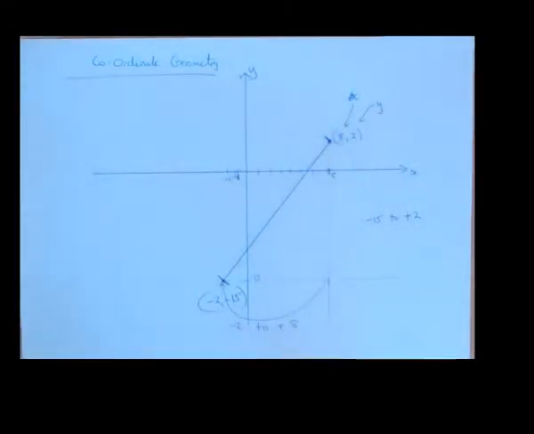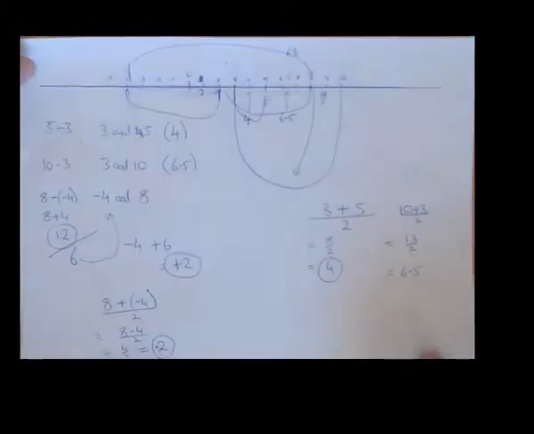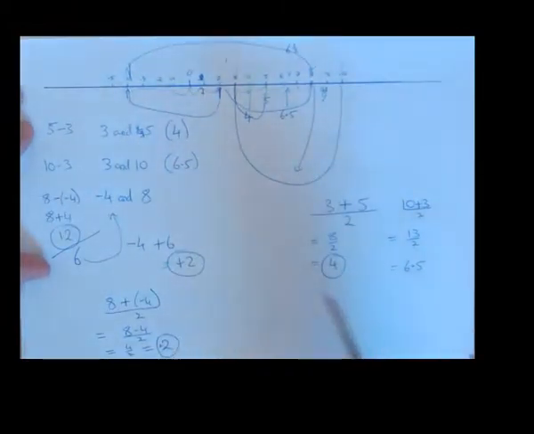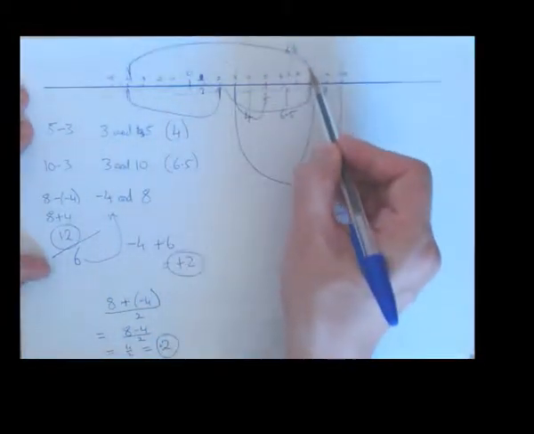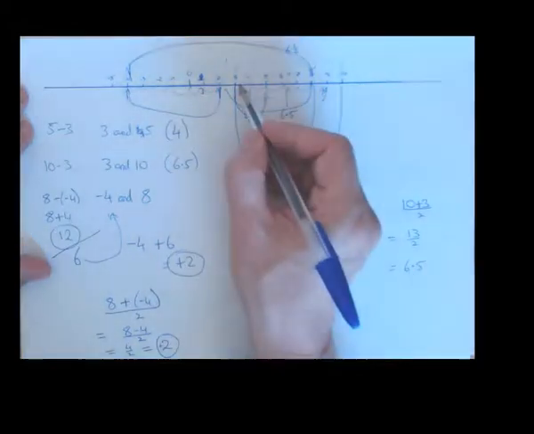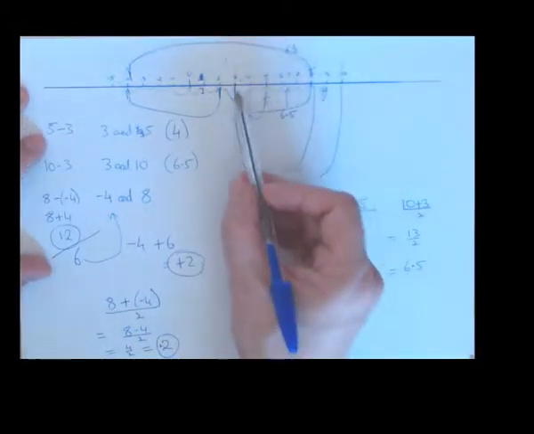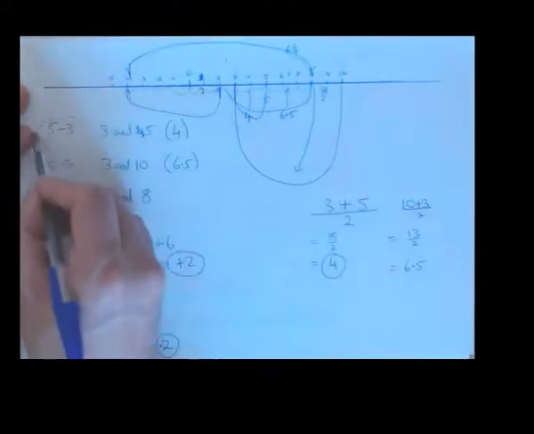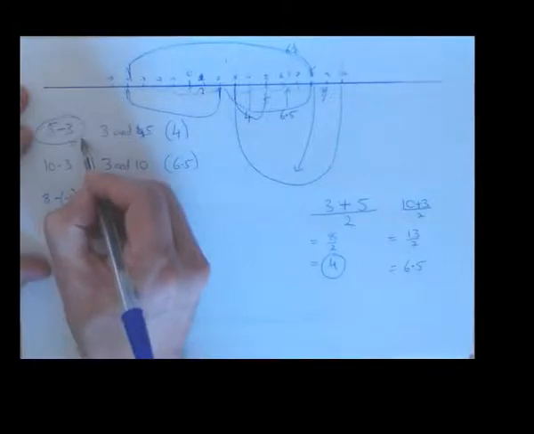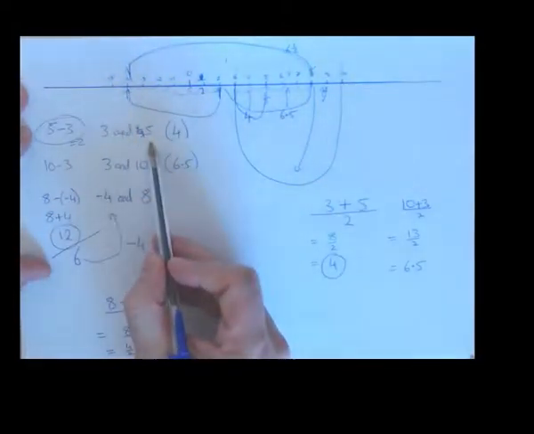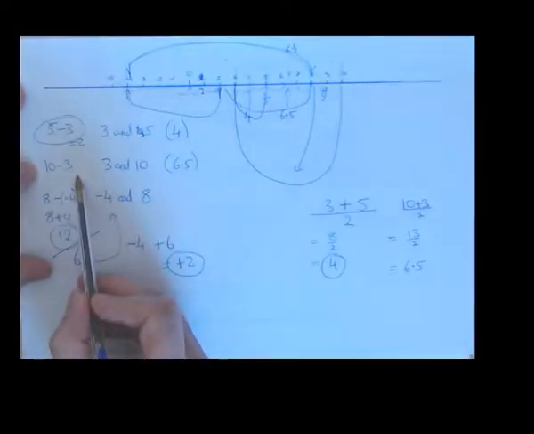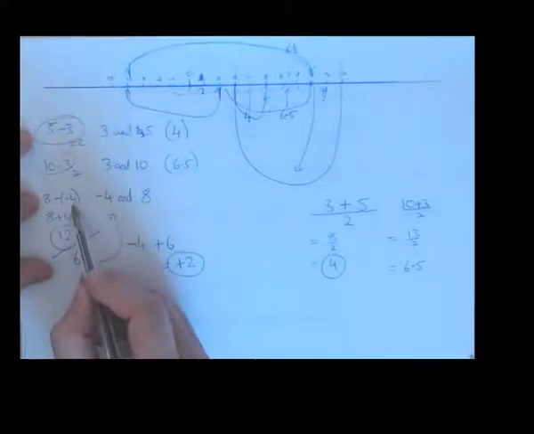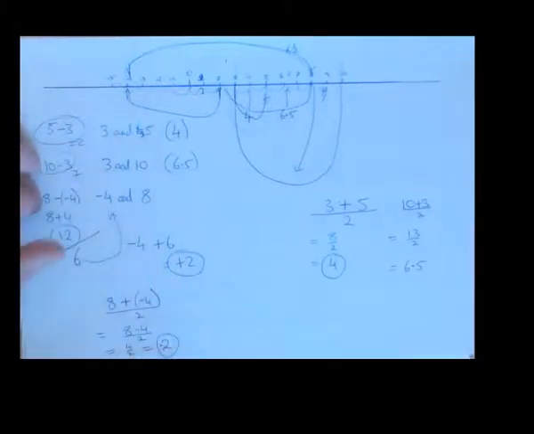Now if you remember last week we were looking at finding the midpoint, but one of the things that we did during that process was we wanted to find out what the distance from one place to another is. So the distance between 3 and 5 was 2. We found that by subtraction. We said 5 take away 3 gives us 2, the distance from 3 to 5. 10 take away 3 gives us a distance of 7. 8 take away -4 gives us a distance of 12.